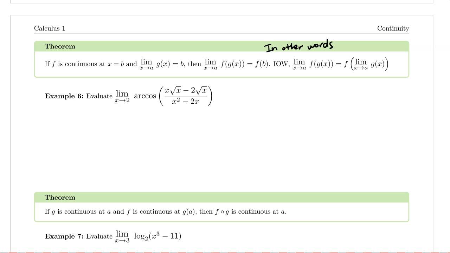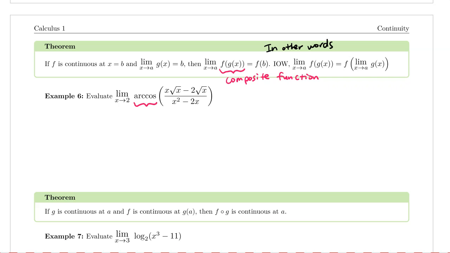Example 6 says evaluate this limit as x approaches 2. So notice that we have a composite function here, and really f of g of x is any composite function. And remember, a composite function is when you take a function and plug it into another function. So here we also have a composite function where the outer function is arc cosine. And based off the theorem that we just learned, we know that inverse trig functions are continuous on their domain.